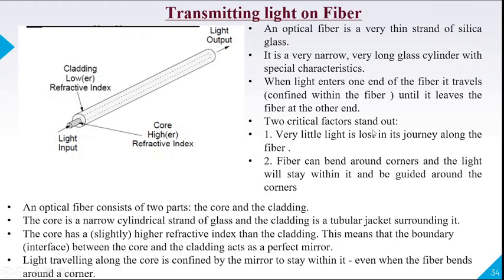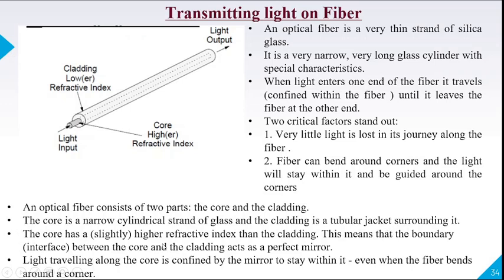Now there are two critical factors. The first is that very little light is lost in its journey along the fiber, and the fiber can bend around corners, and the light will stay within it and be guided around the corners. An optical fiber consists of two parts, core and cladding. The core is a narrow cylindrical strand of glass, and the cladding is a tubular jacket surrounding it.